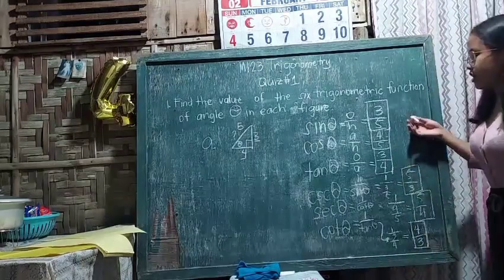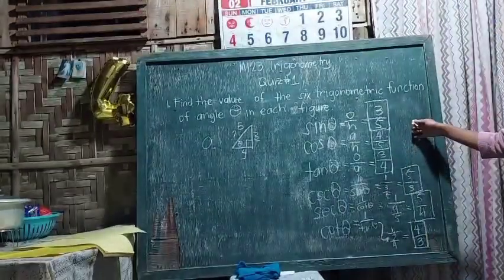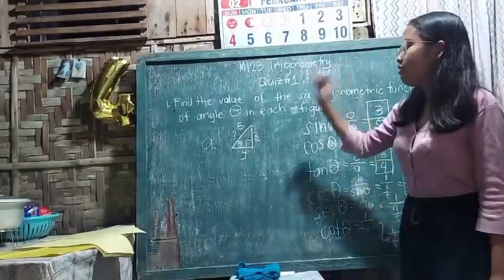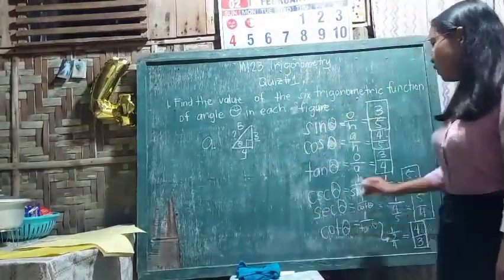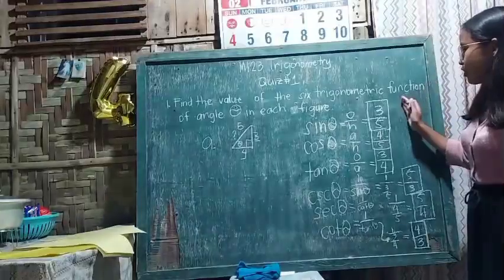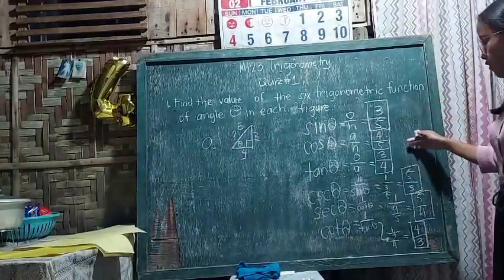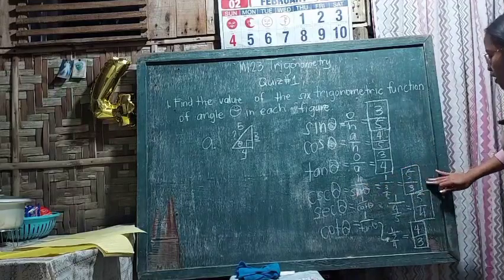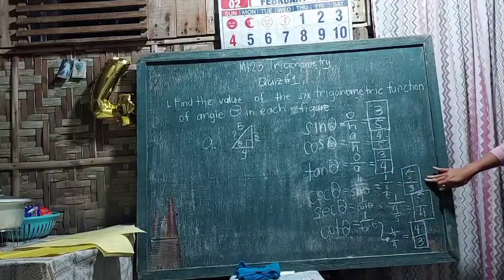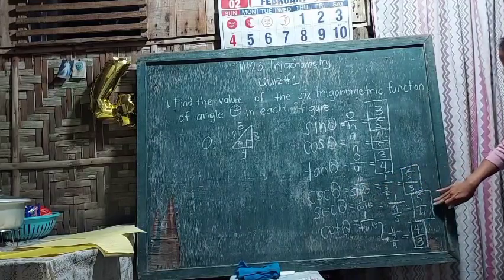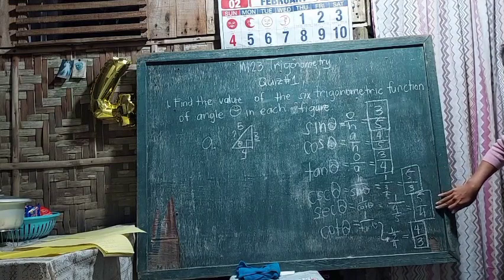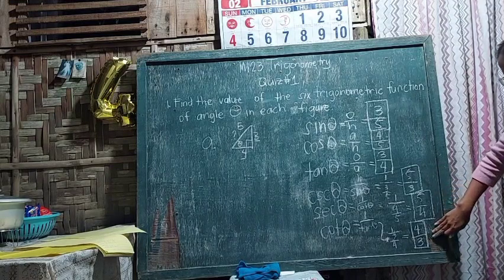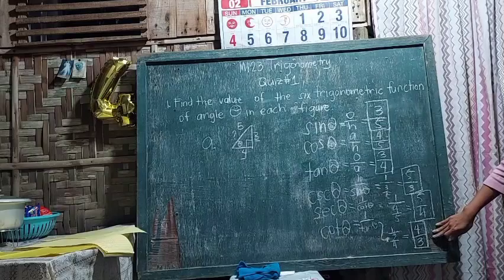So these are the 6 trigonometric functions of angle theta in figure A. So our sine is 3/5, the cosine is 4/5, tangent is 3/4, the cosecant is 5/3, the secant is 5/4, and our cotangent is 4/3.